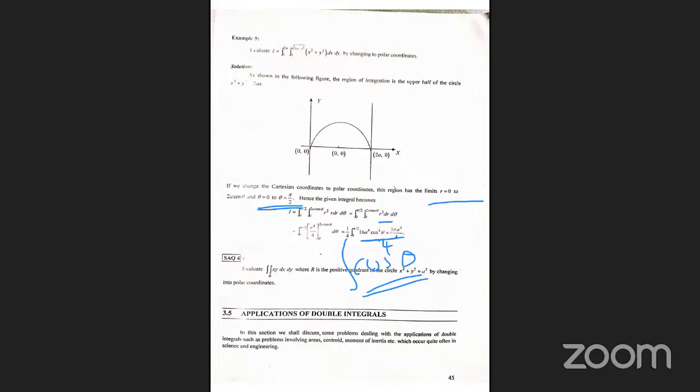What is the formula? Sixteen a power of 4 stays outside. What is 4 factorial? Integration of cos power of 4 theta d theta.